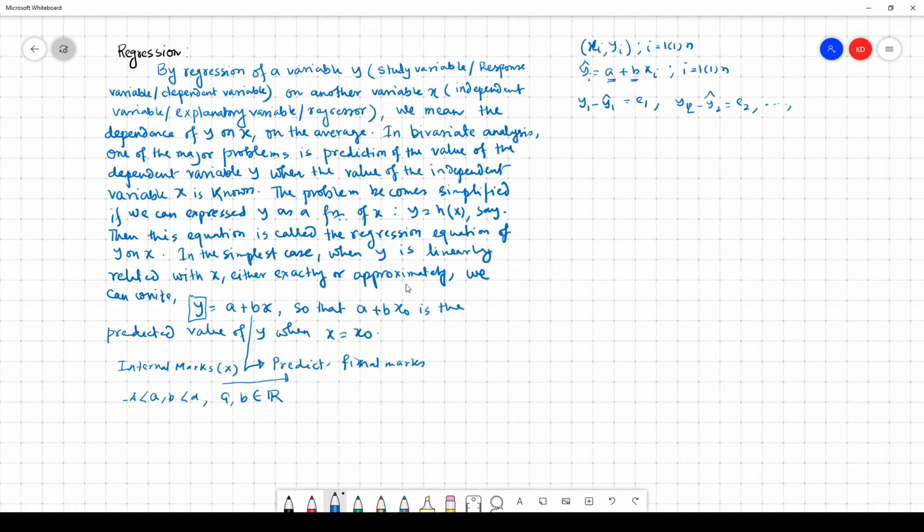But the thing is that if you draw the scatter plot, for every choice of a, b, you get a different straight line, and for every straight line you have a prediction for each corresponding xi. I think it is better to illustrate with an example. That will help you. Suppose I have a set of observations.